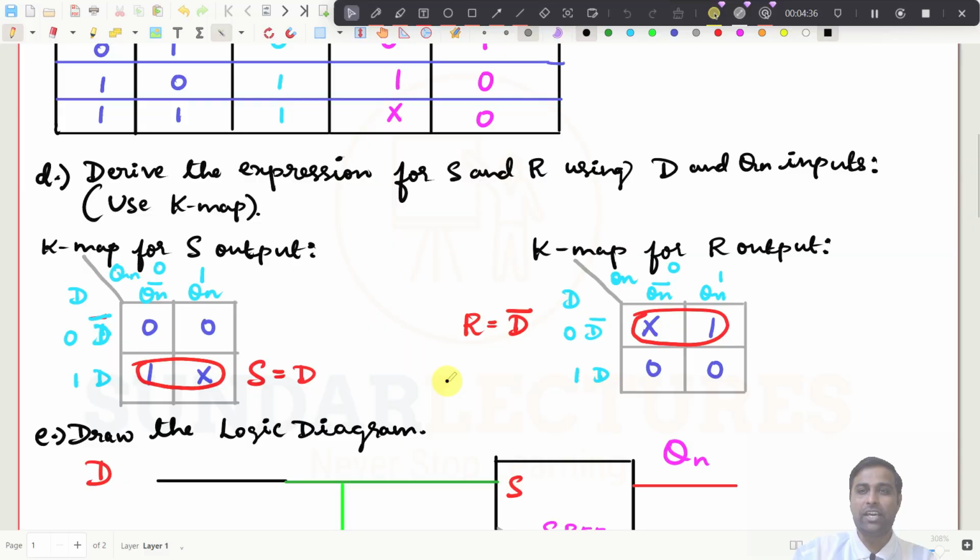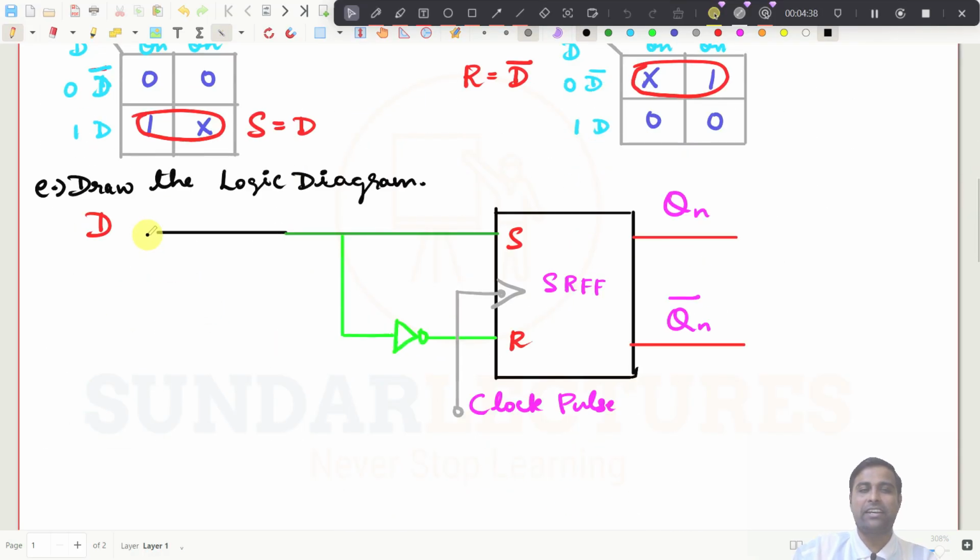S and R equations have been derived, and step number 5, that is we are going to draw the logic diagram. This is the SR flip flop, and we have to give the input as D, and we have just done that here, right? So there are 5 steps, and you need to follow the 5 steps to get the conversion, right? So what we will do now, we will take the other 2 examples now.